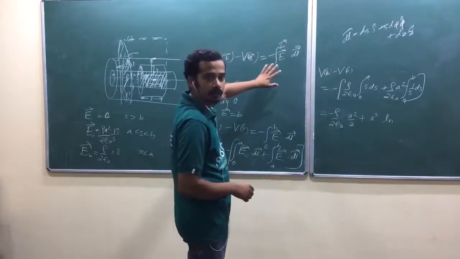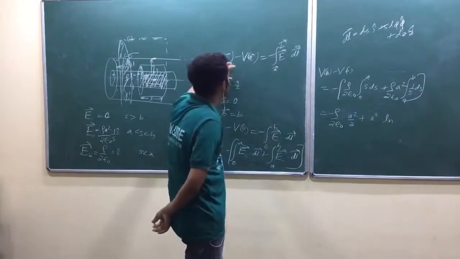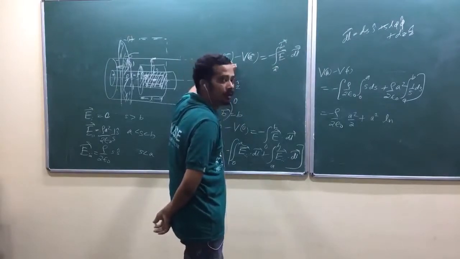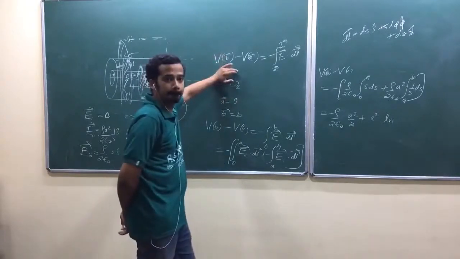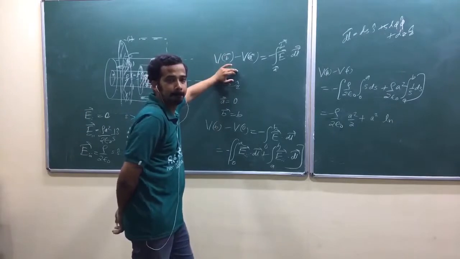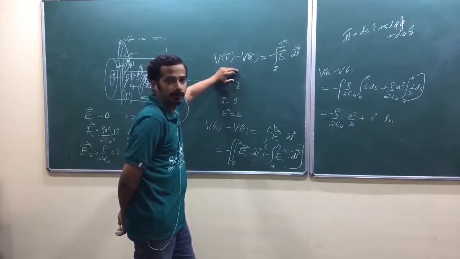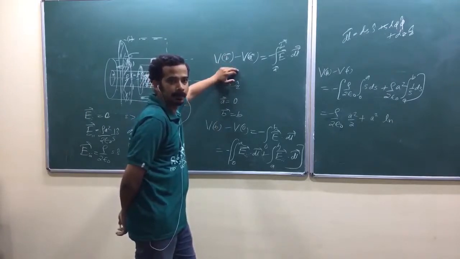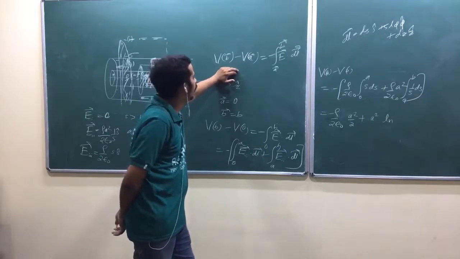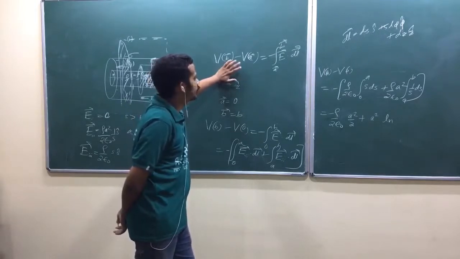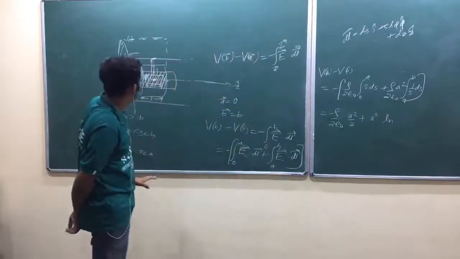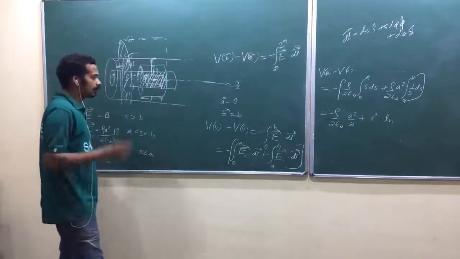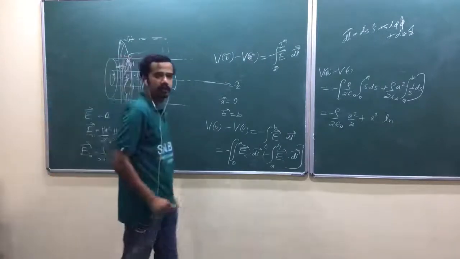Here in this formula. Wait. What happened? Vb minus Vi is equal to integral a to b. Is this? Yeah, definitely. I have taken like that while doing the integral.